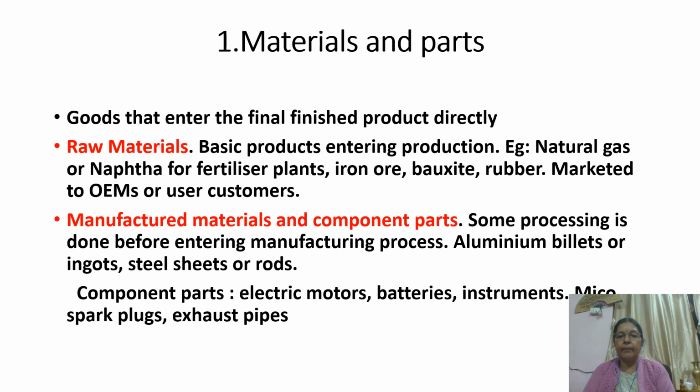Then you have manufactured materials and component parts. Manufactured parts require some processing before they enter into the manufacturing process, like steel rods or steel sheets or aluminum ingots. These are all manufacturing materials which are used in various manufacturing industries. Component parts are your electric motors, batteries, instruments, spark plug, etc., which is also used by various industries.